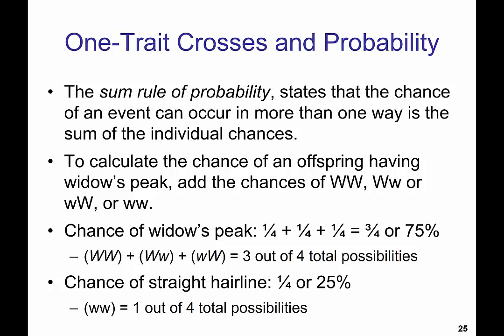So the chance of widow's peak, we would take this one that has a widow's peak, this one has a widow's peak, also this one, since we have that dominant allele. We figured out that for all of those, we had a 1 out of 4 chance. So if we add that up here, we get a 3 out of 4, or 75% chance. 3 out of 4 total possibilities. The chance of a straight hairline here was just a 1 out of 4 possibility. So we can see that we get the same result using probability or a Punnett square.